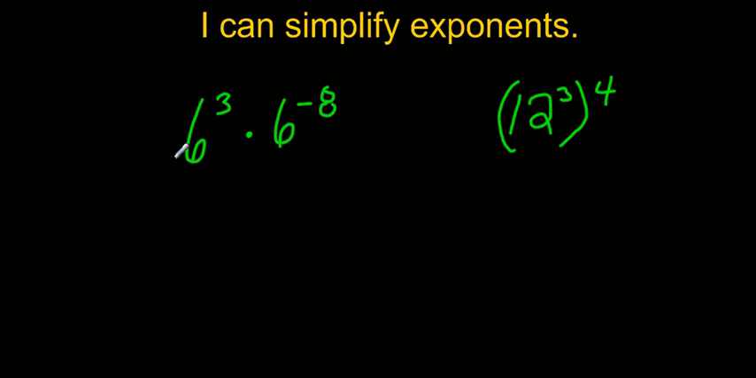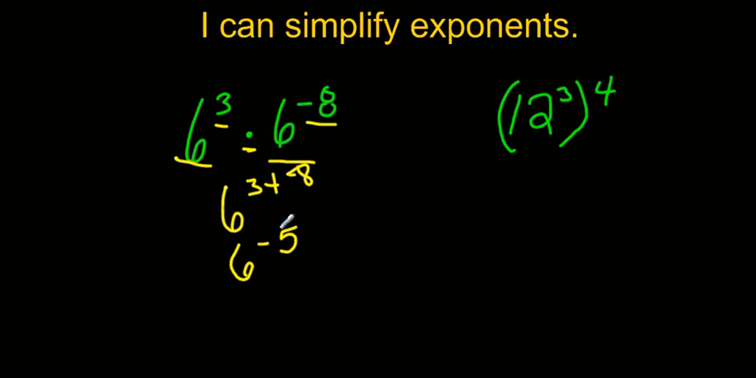If we take a look at this first one, if I have 6 to the third times 6 to the negative 8, my bases are the same and I'm multiplying. When my bases are the same and I'm multiplying, I can go ahead and add my exponents. So in this case, I'm going to have 6 to the 3 plus negative 8. 3 plus negative 8 gives me 6 to the negative 5th power. Now, one of the rules with exponents is you can never end with a negative. No negatives in your exponents. So I'm going to change that into a fraction. I'm going to go with 1 over 6 to the 5th power.